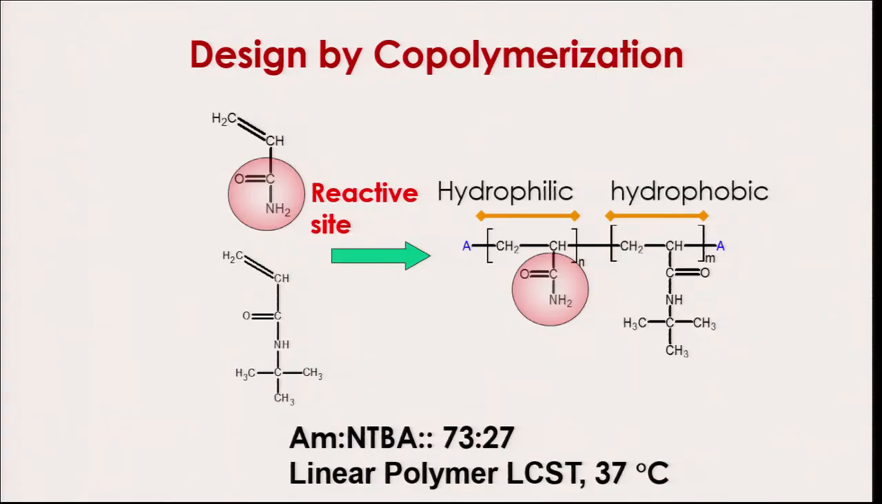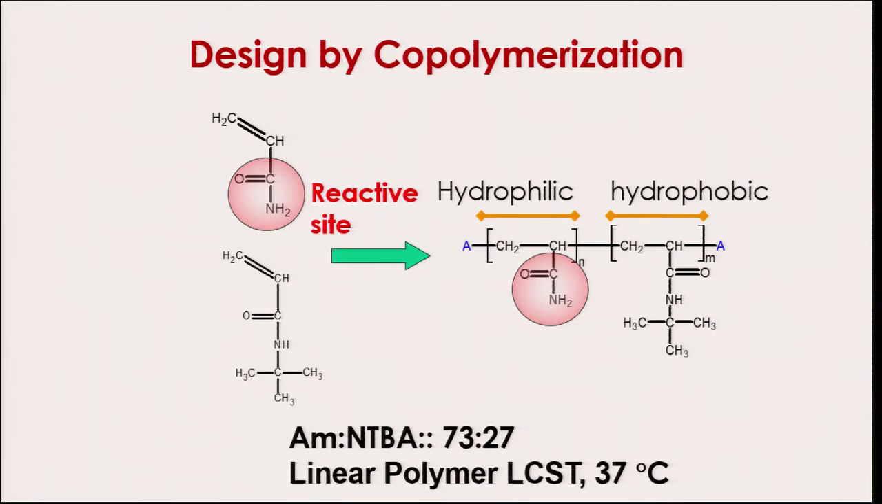Transition temperature is also known as LCST, that is lower critical solution temperature, in the case of linear polymers. So, it is about 37 degrees. That is, at 37 degrees the hydrophilic and hydrophobic interactions balance. Now, we have chosen the hydrophilic component acrylamide also as a reactive site.